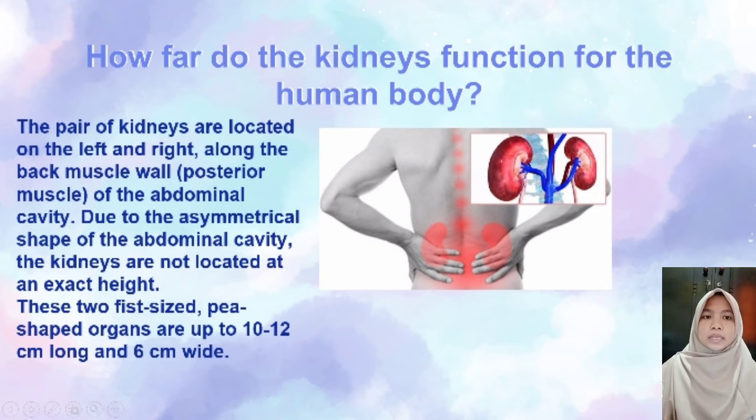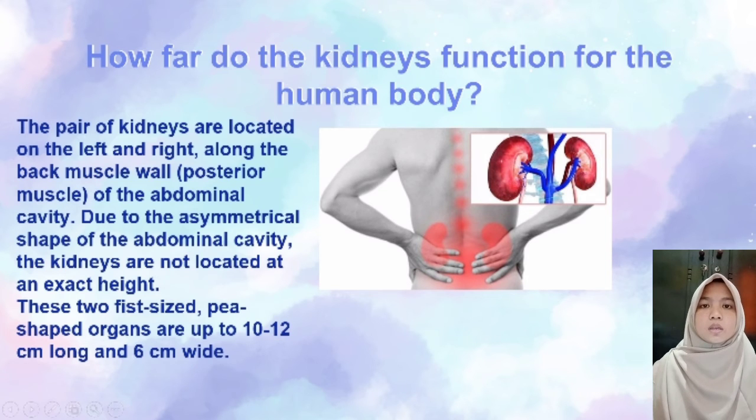How far do the kidneys function for the human body? The pair of kidneys are located on the left and right along the back muscle wall, or posterior muscle, of the abdominal cavity. Due to the asymmetrical shape of the abdominal cavity, the kidneys are not located at an exact height. These two fist-sized, bean-shaped organs are 10 cm up to 12 cm long and 6 cm wide.